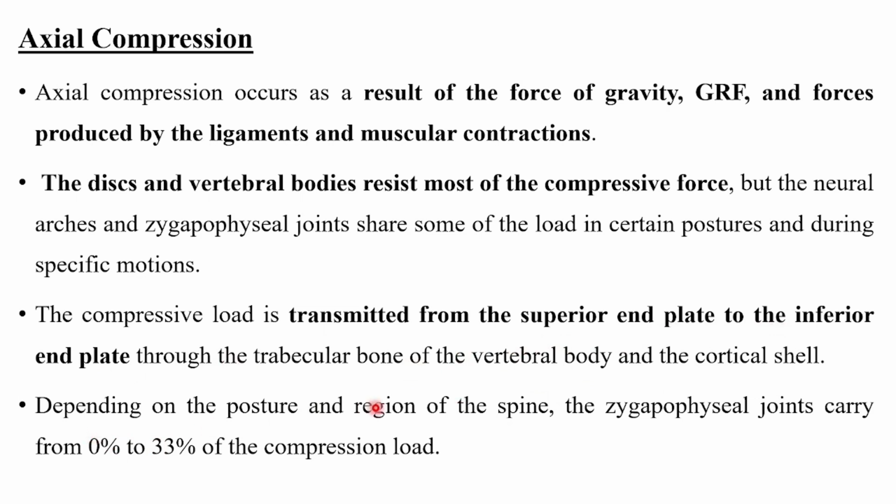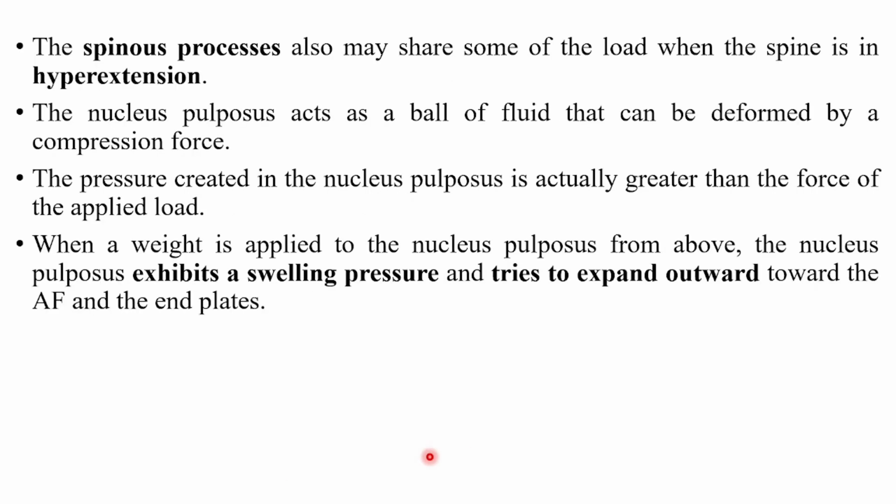Depending on the posture and the region of the spine, the facet joints or zygapophyseal joints carry 0 to 33% of the compression load. The spinous process also may share some of the load when the spine is in hyperextension. So during hyperextension, the spinous processes are also responsible for sharing some of the compressive load. The nucleus pulposus acts as a ball of fluid that can be deformed by a compressive force. So during compression, the nucleus pulposus acts like a ball and they will be dissipated. They will be getting compressed in all the directions.